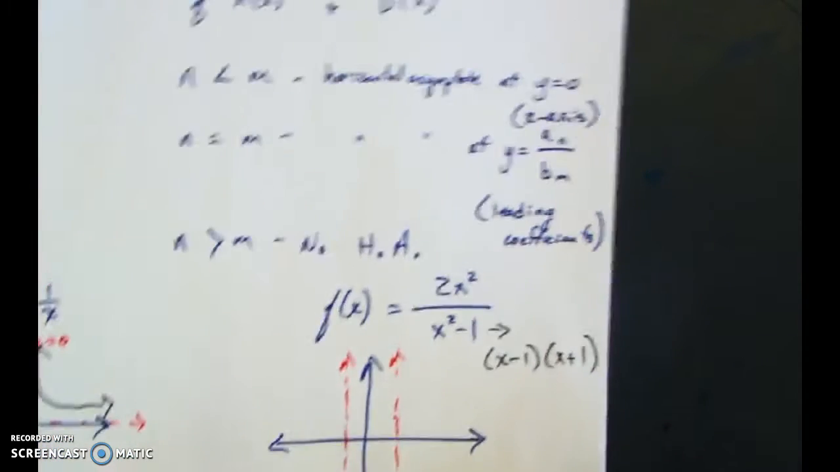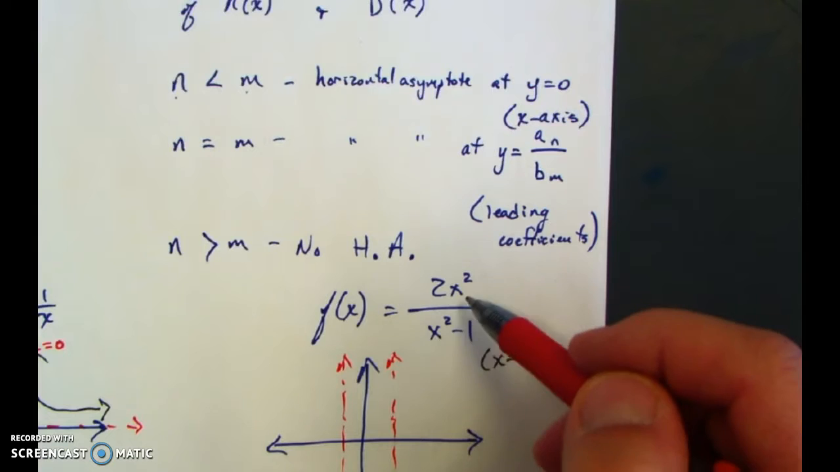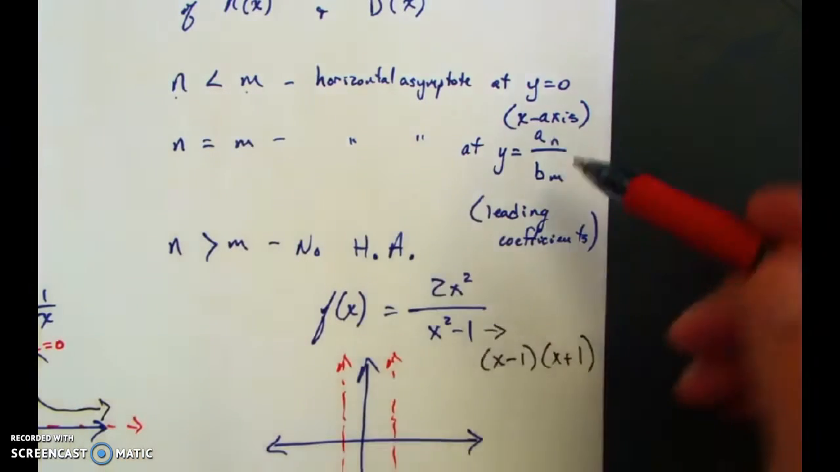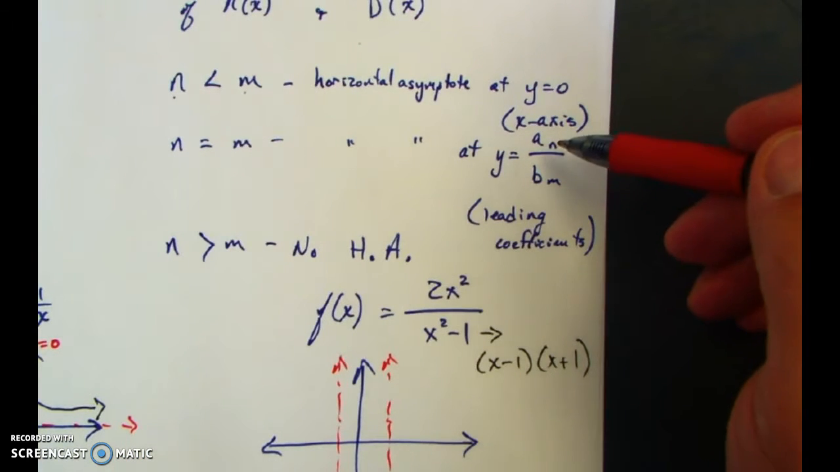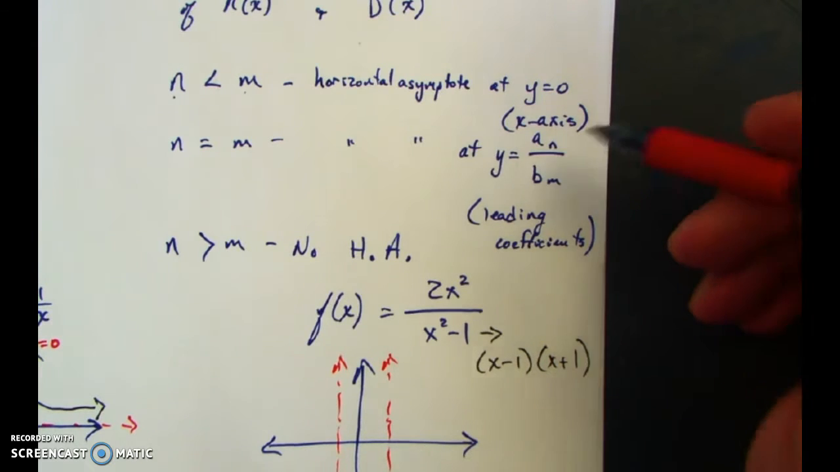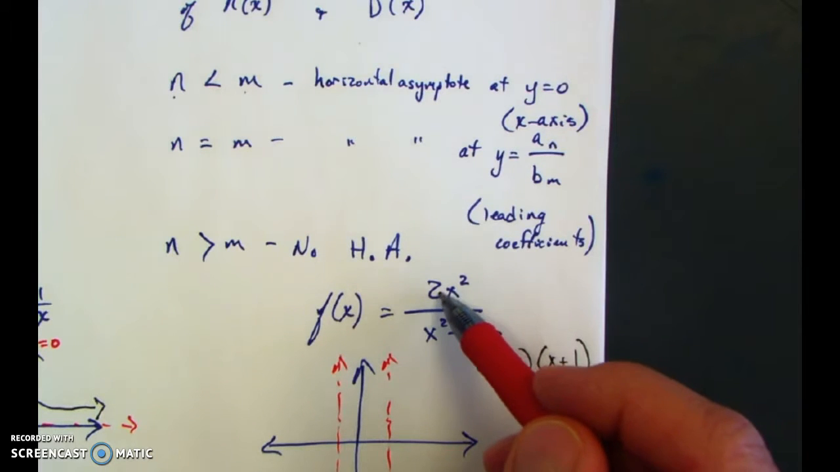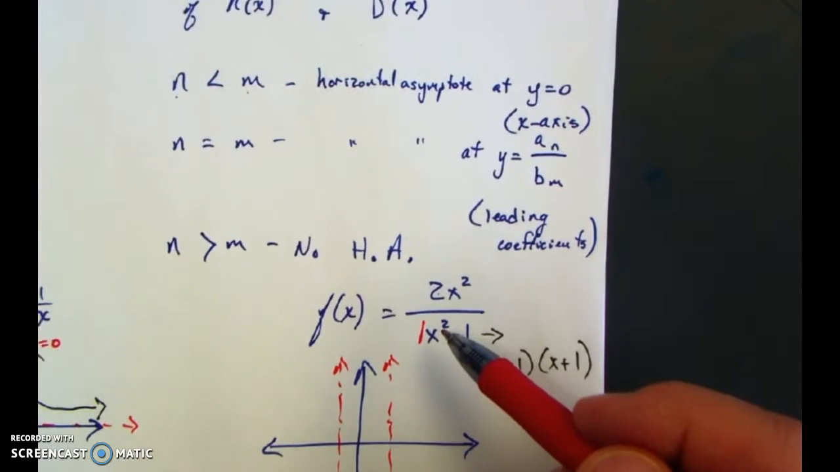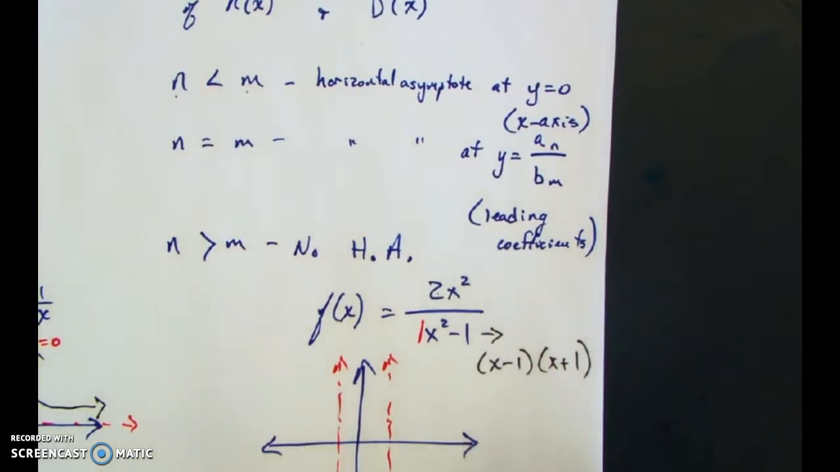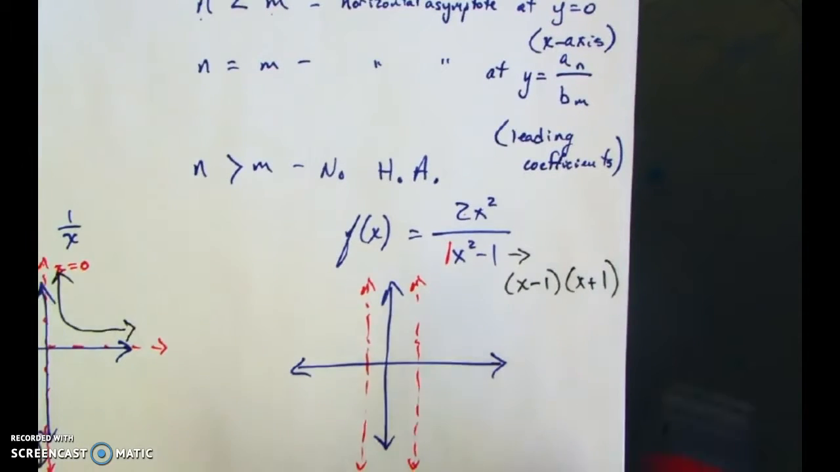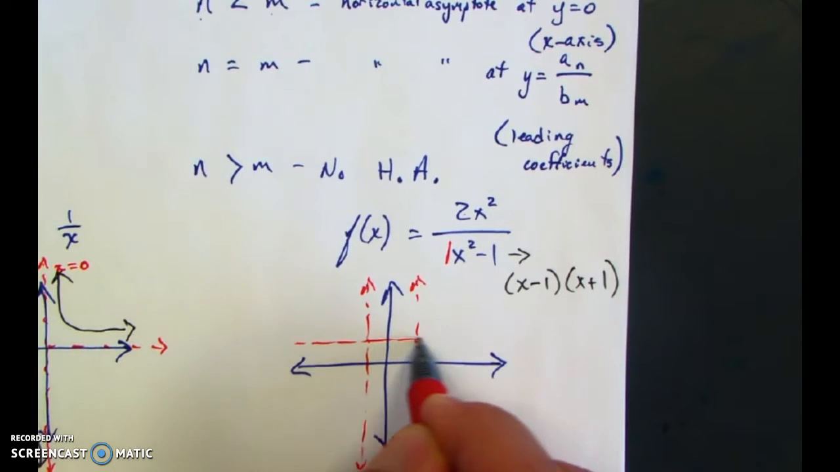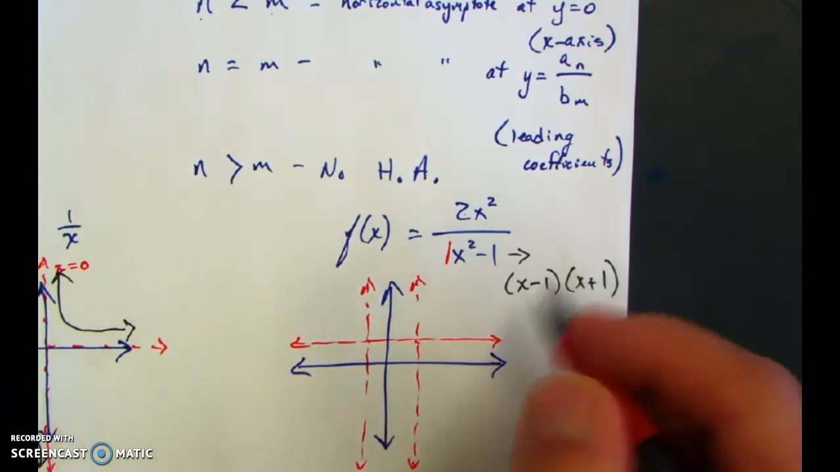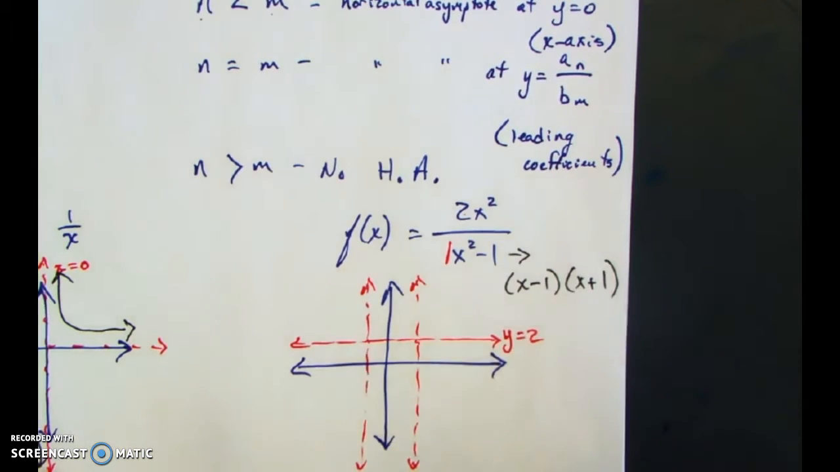Now we also see that the degrees are the same. So when the degrees are equal, we look at our leading coefficients to find out where our horizontal asymptote is going to be. In this case, the leading coefficient here is 2, here it's 1. So we're going to have a horizontal asymptote where y equals 2. So I'm going to sketch that across here. There's my horizontal asymptote where y equals 2.